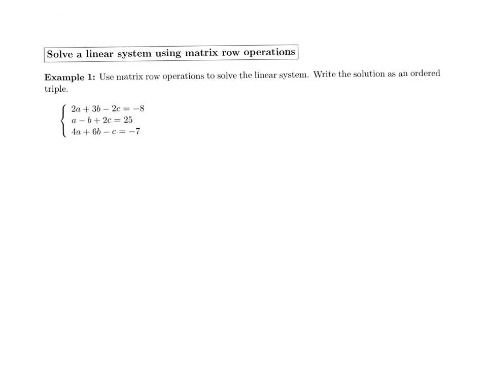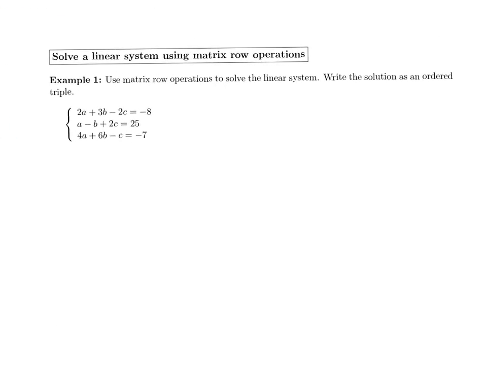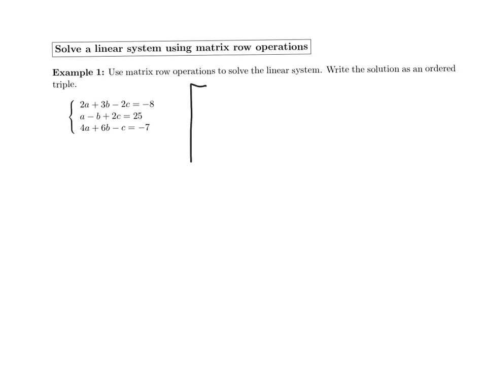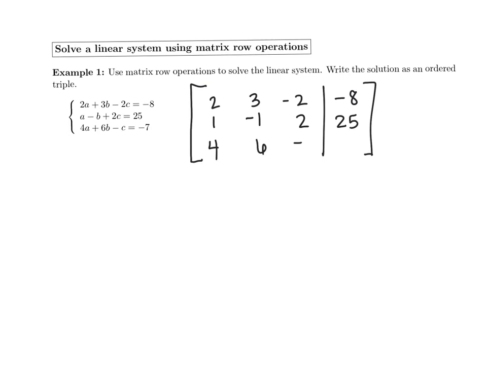Okay, so what you want to do first is create the matrix. So write the augmented matrix. 2, 3, negative 2, negative 8; 1, negative 1, 2, and 2; 5, 4, 6, negative 1, and negative 7. So you have just written this matrix out. So hopefully, again, you've watched that video of how to enter these into your calculator. So the dimensions of this matrix is 3 rows by 4 columns, okay?